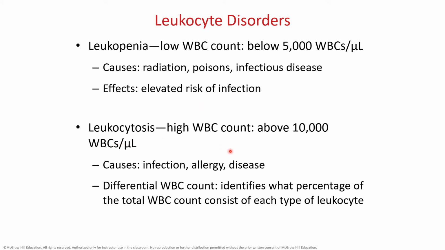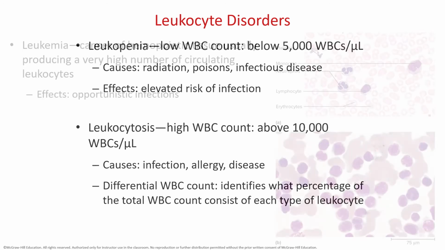And leukocytosis, again, is a high white blood cell count above 10,000. Causes could be infection, allergy, or disease. A differential white blood cell count identifies what percentage of the total white blood cell count consists of each type of leukocyte. So that's why it's important to remember which ones are elevated during a bacterial or a viral infection. If you can identify which white blood cells are elevated, you can narrow it down to what kind of infection.